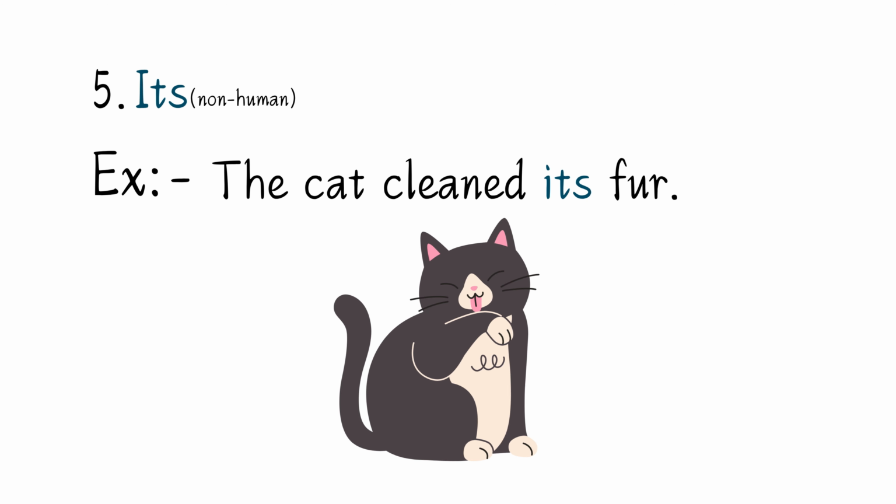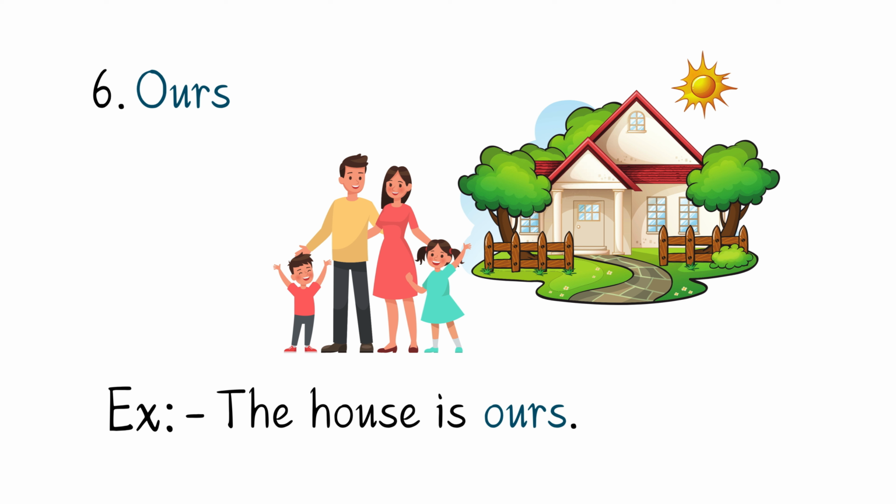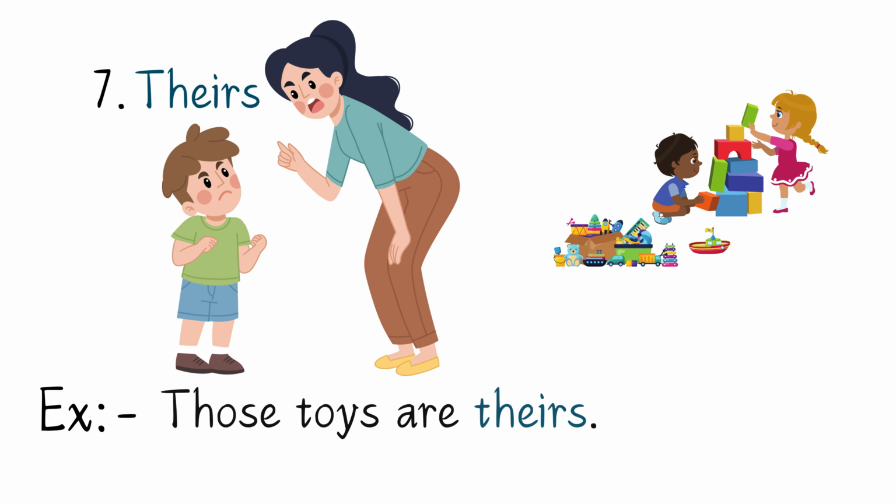Sixth one, ours, for the first person plural. Example: The house is ours. Last one, theirs, for the third person plural. Example: Those toys are theirs.